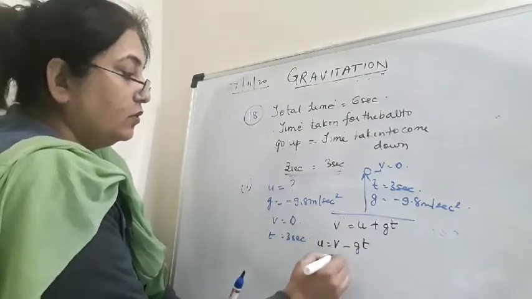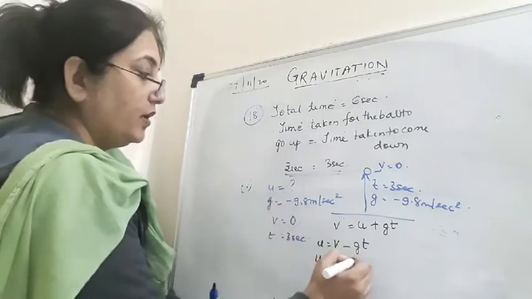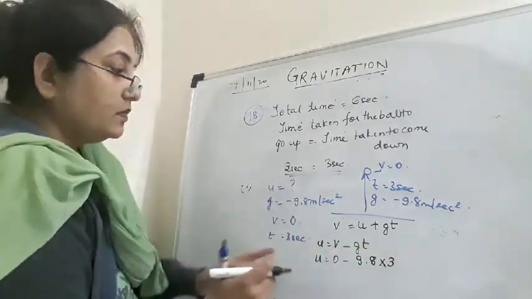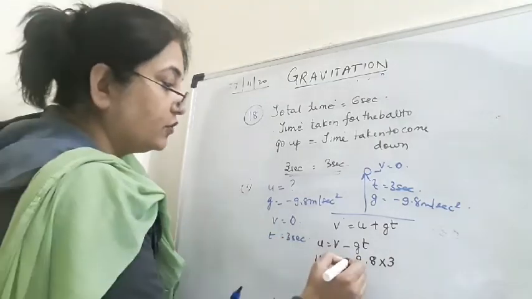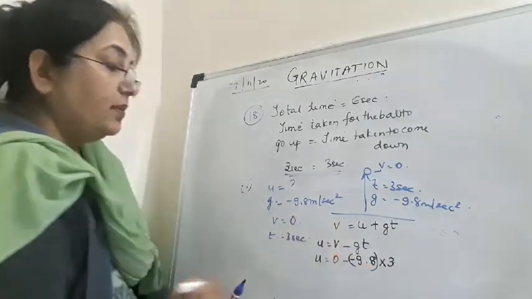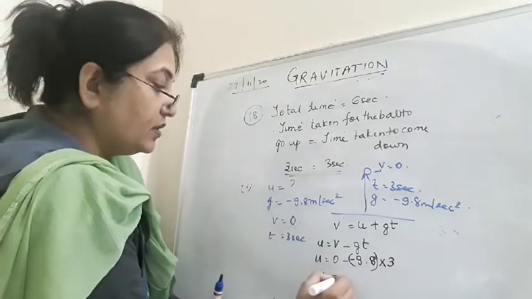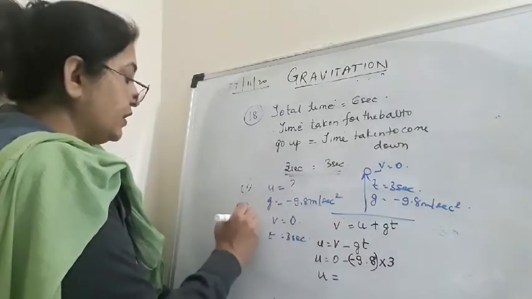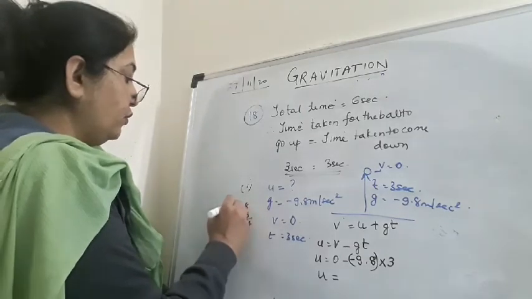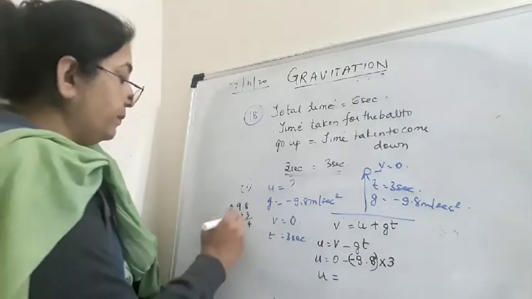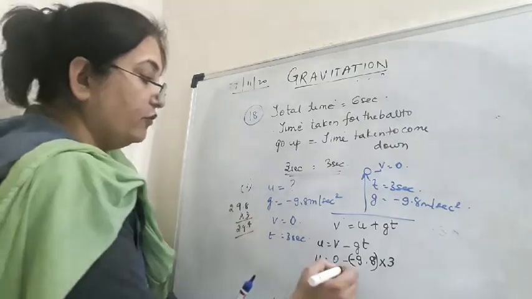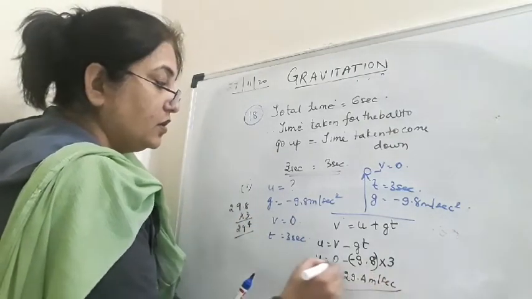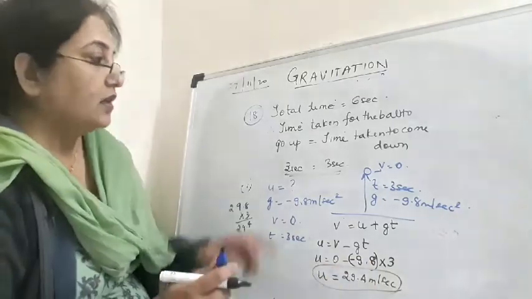u is equal to 0 minus 9.8 into 3, and g is also negative, so minus. Minus into minus will be plus, and 9.8 into 3: 3 8s are 24, 3 9s are 27, so u is equal to 29.4 meters per second.